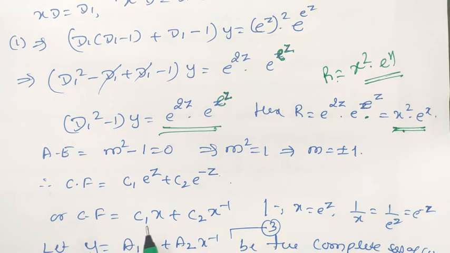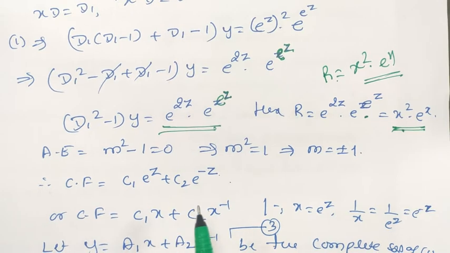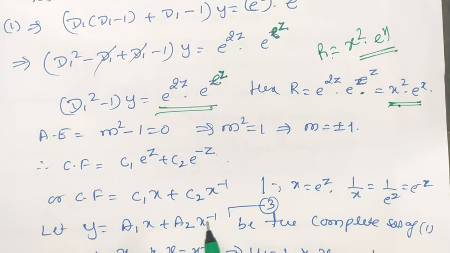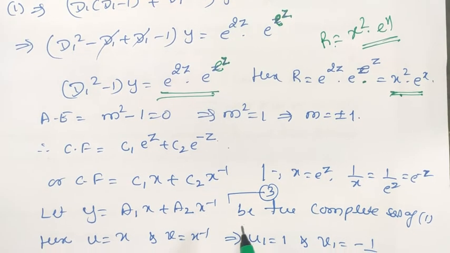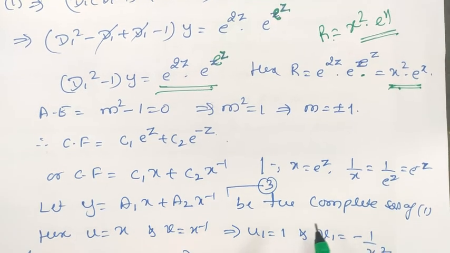So the complementary function is c1 e raised to z, that is x, plus c2 e raised to minus z, that is x to the power of minus 1. Now let y equal a1 x plus a2 x to the power of minus 1 be the complete solution of equation 1.